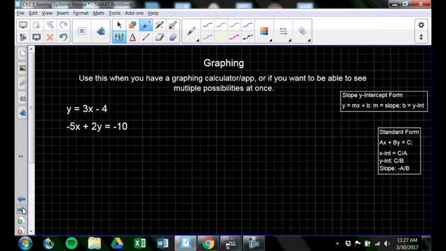You want to solve with graphing whenever you have a graphing calculator or a graphing app like Desmos. If you want to be able to see multiple possibilities at once, or maybe just if the equations come to you in a form that graphs really well. But usually if something graphs really well, it'll also substitute or eliminate really well. So usually graphing isn't the most efficient method, but sometimes it's got its value, especially if you're doing one of these things up here. So I'm going to graph these 2 equations.